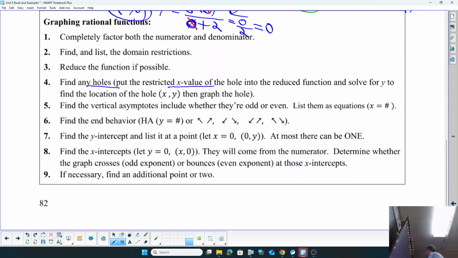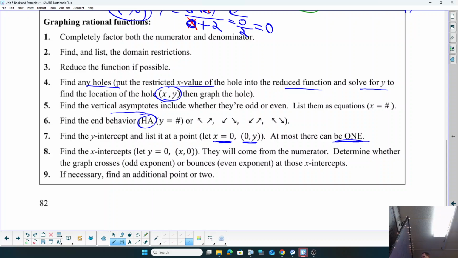Put the restricted x value into the reduced function and solve for y. That's going to give you the xy value, the hole. Whatever's left in the bottom is the vertical asymptote there. Then end behavior: if it's just a line or a parabola, you can go up, up, or down, up. But if there's something in the top and the bottom, then you list the horizontal asymptote. Then find the y-intercept and list it at that point. So you set x equal to 0 and find what y is, 0 comma y. It can be only one.